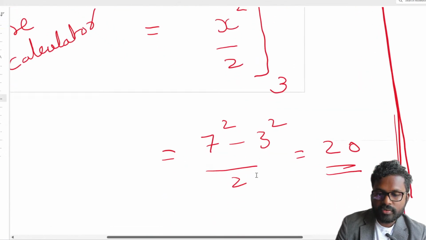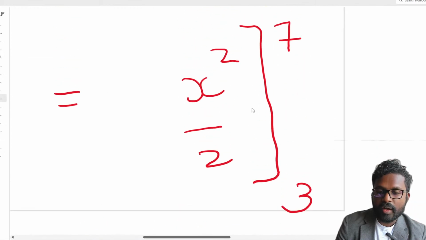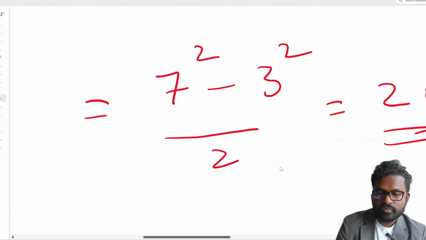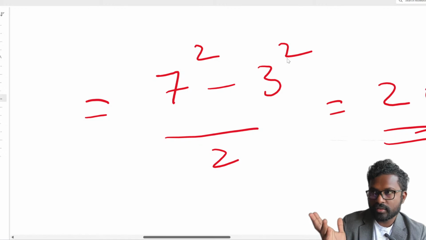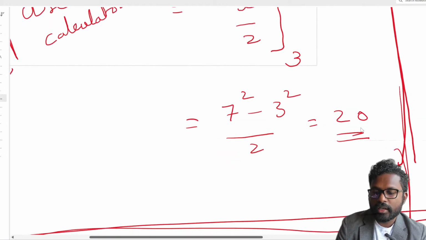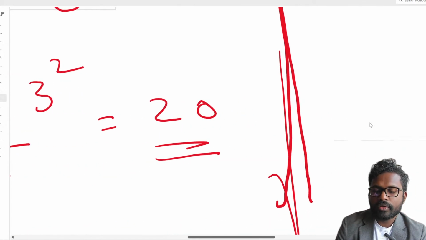That becomes x square by 2 of the upper limit minus x square by 2 of the lower limit 3, which is written over here: upper limit 7 squared, because it is x square, minus lower limit 3 squared, divided by 2. If you solve this on your calculator, you will get 20. And that's how you solve this problem.